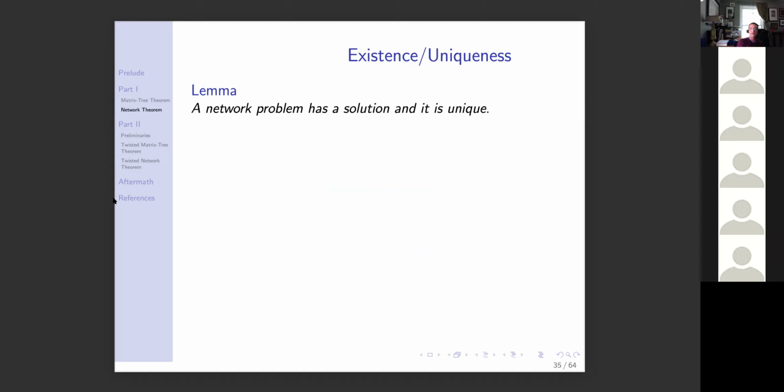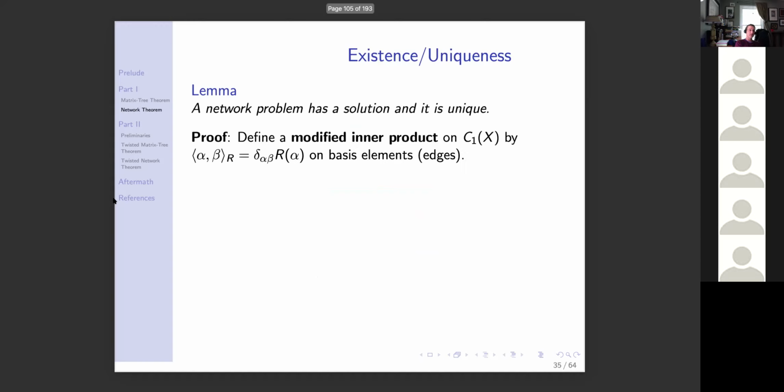here's a lemma, which is not Kirchhoff's network theorem. It just says any network problem has an abstract solution, and that abstract solution is unique. It's not a concrete result, it's an existence and uniqueness result. It's very easy to prove. Here's a proof. Let's define a new inner product using the resistances. So what I'm going to do is take the edges, which are basis elements.